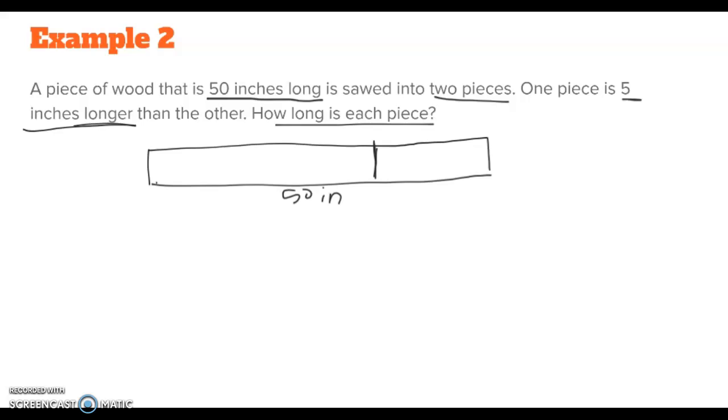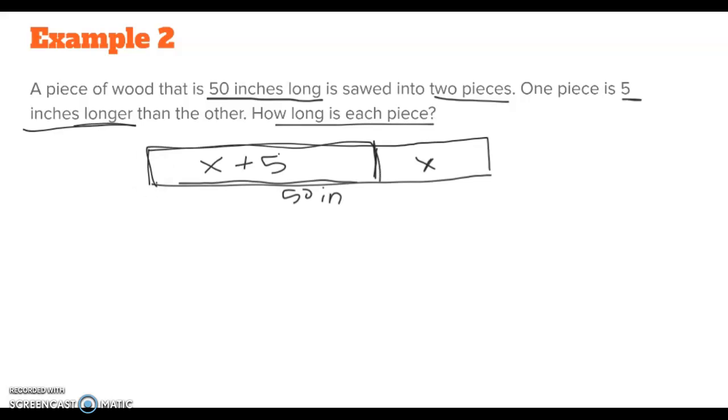Well, I don't know anything about the shorter piece. I'm going to call that piece x because I don't know any information about it. But I do know that this other side, the longer piece, is 5 inches longer. So if I took x, that's how long the short piece is, and I added 5 inches to it, that is how long this piece is.